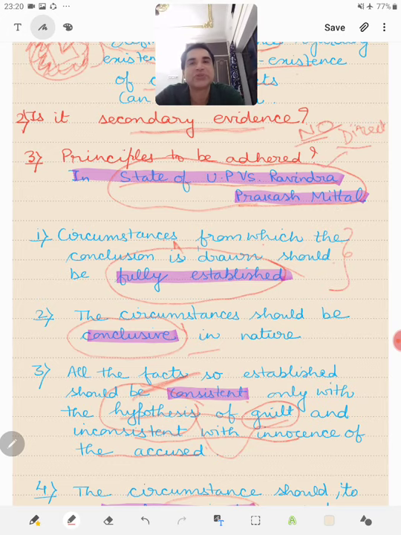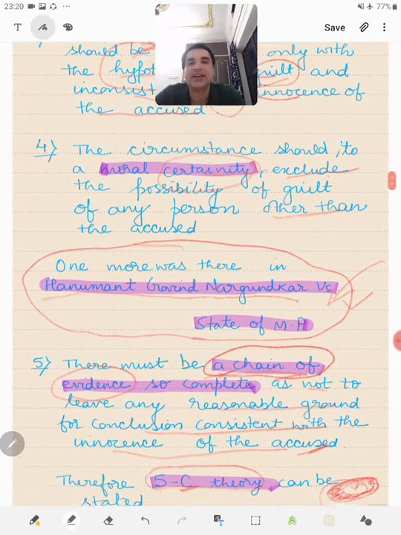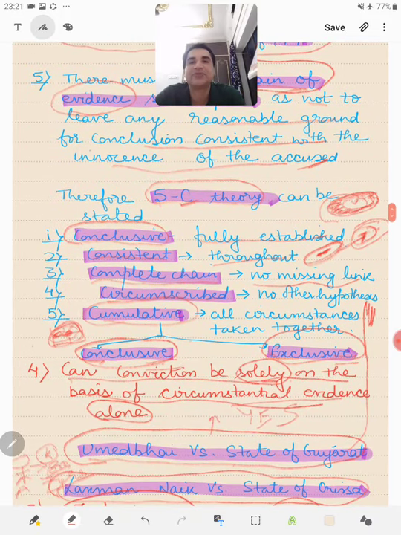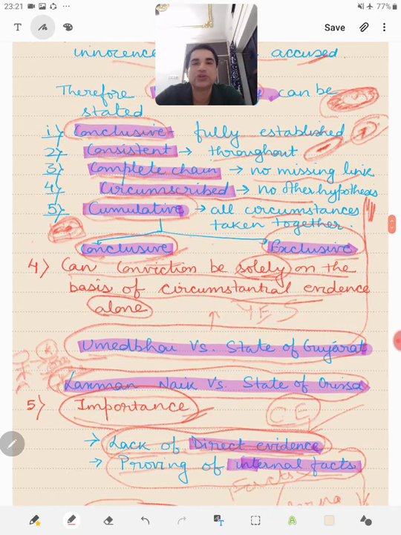Then what are the principles to be adhered to in State of UP versus Ravindra Prakash Mittal, and in Hanumant Govind Nargonkar versus State of MP? It was seen that the 5C theory comes up: it should be conclusive in nature, it should be consistent throughout, a complete chain of evidence should be there, it should be circumscribed in nature, that is, there should be no other hypothesis, and it should be cumulative, that is, all circumstances should be taken together. That is, there should be conclusive proof and exclusive proof.